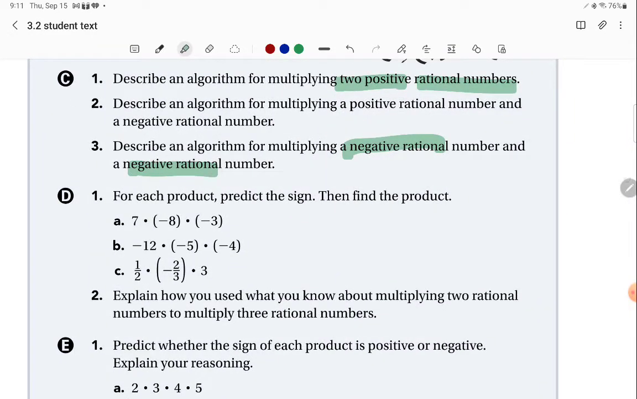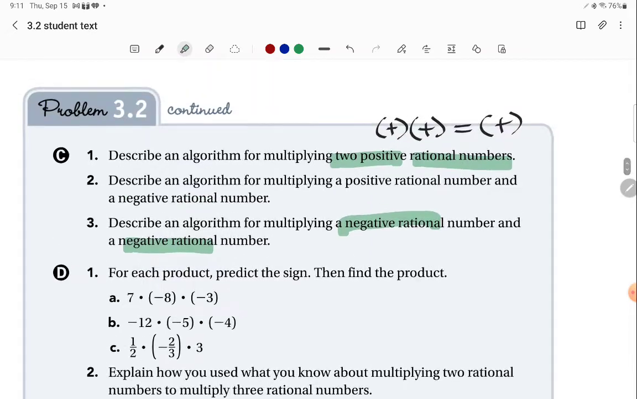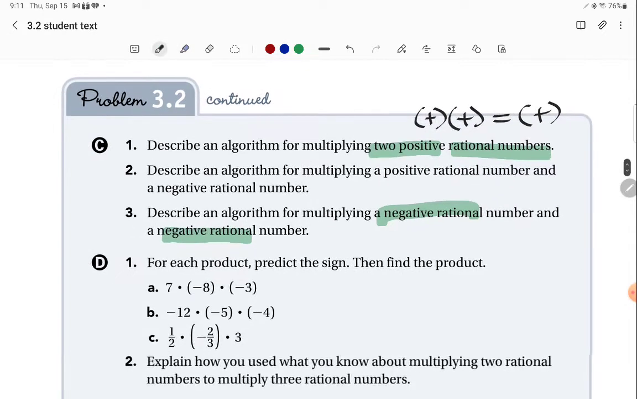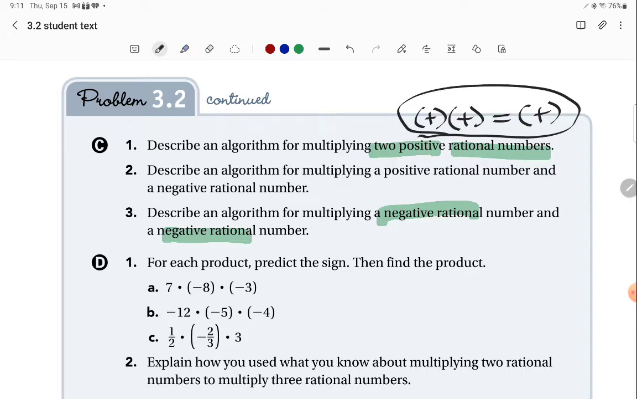All right, so make sure you have those written down. You can write them in words. Absolutely write them in words. Also, you can do pictures. Like I told you many times, I'm a visual learner. So, this is what my algorithm would look like in my head. Two positives. When I multiply two positives, my product is a positive.